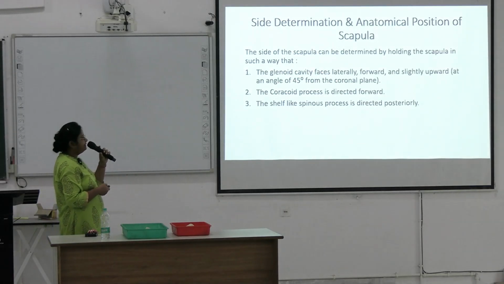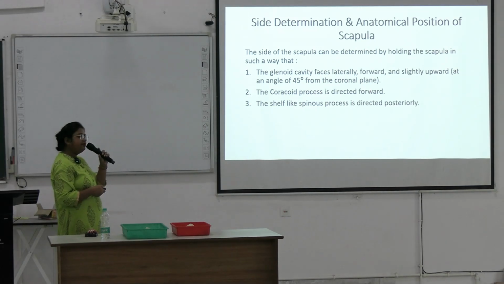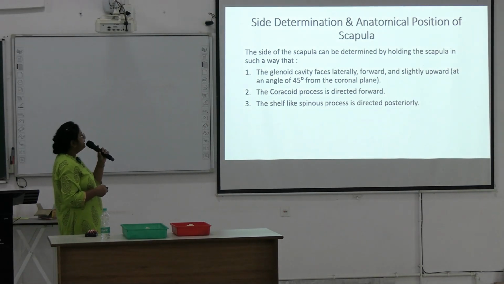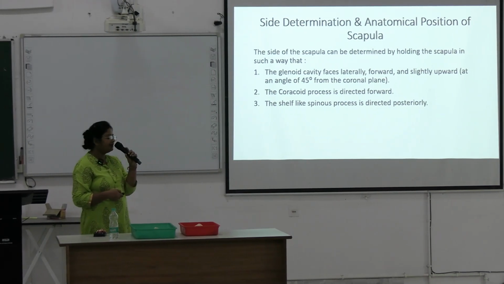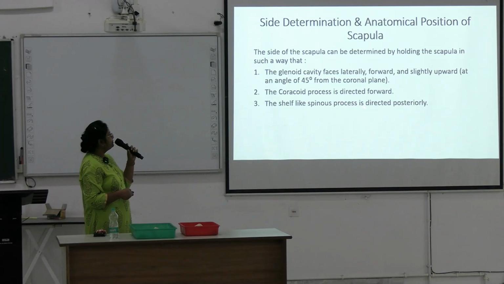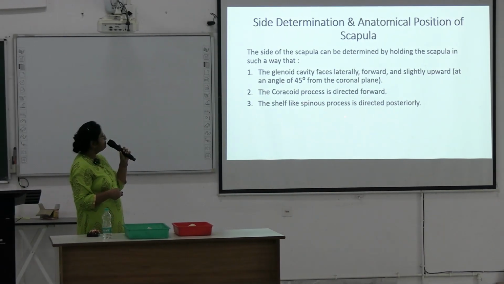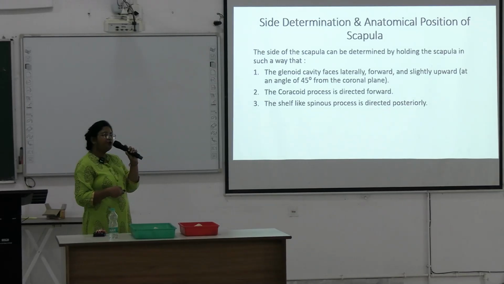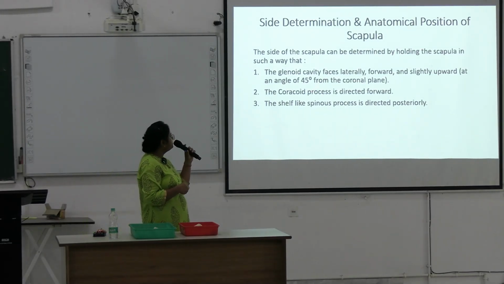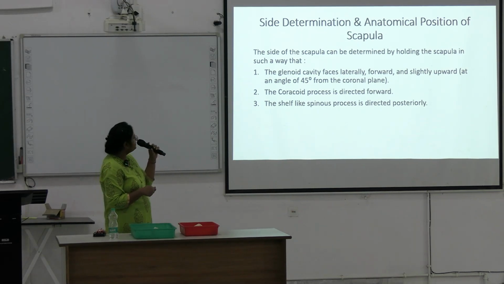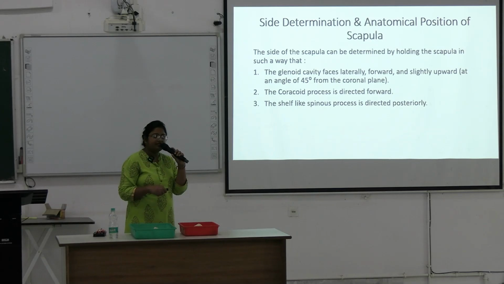The glenoid cavity faces laterally, forward and slightly upward, at an angle of 45 degrees from the coronal plane, okay. And the coracoid process is directed forward and the sail-like spinous process is directed posteriorly, okay, understood? So these are the 3 points you have to understand for the anatomical position.